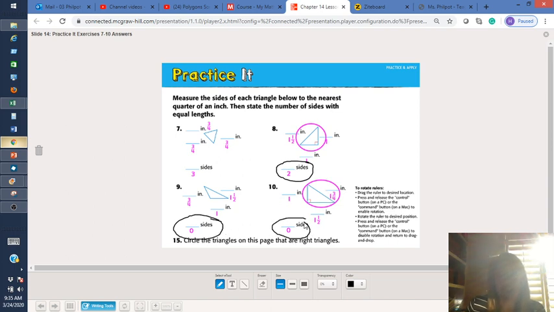0. Okay, now it says circle the triangle on this page that is a right triangle. Well, this one we know has it right there, so we'd circle this one, and this one has a right angle right here, so we would circle that one as well. Okay.